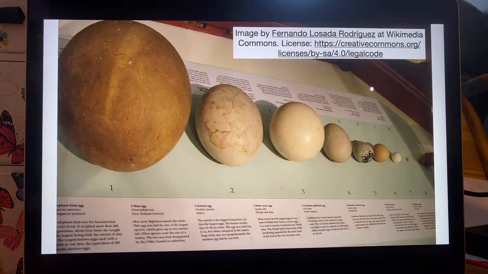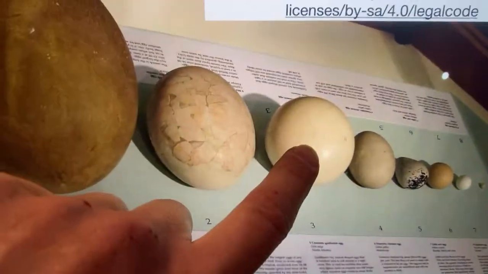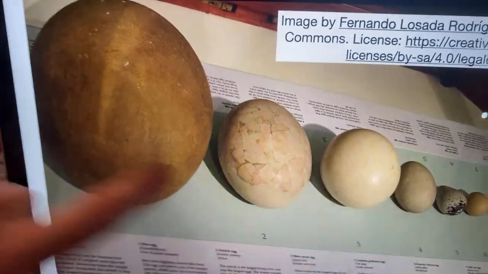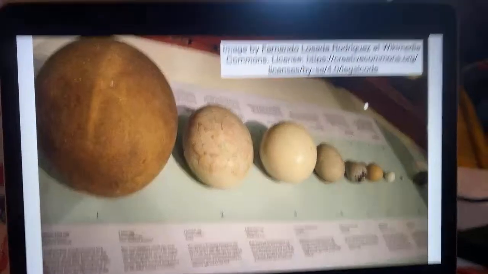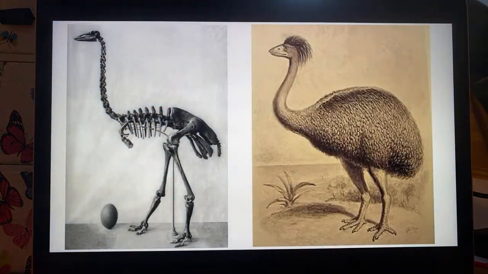It's not the biggest one. Gasp. No, so you might know that the ostrich egg is the largest egg that we have today, but it isn't the largest egg that's ever existed. In fact, the ostrich egg, if you can see here, is number 3. So this, the third biggest, is the ostrich egg. This absolutely massive thing, which is at number 1, is the elephant bird egg, which is the biggest bird that has ever existed and laid the biggest eggs that have ever existed.